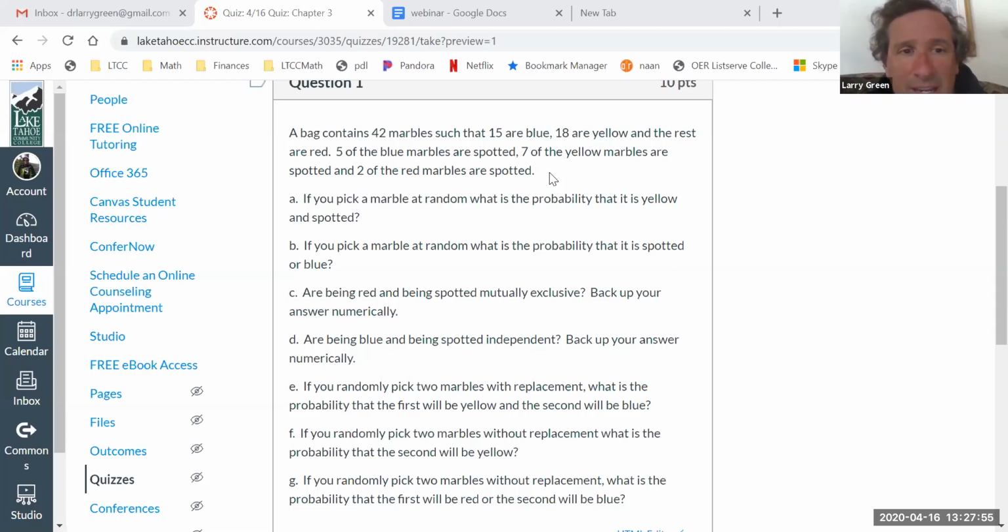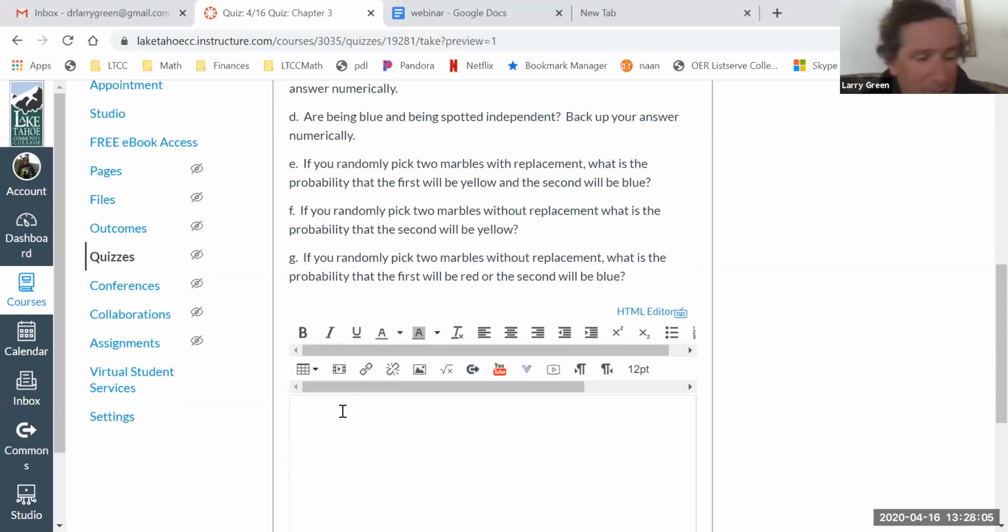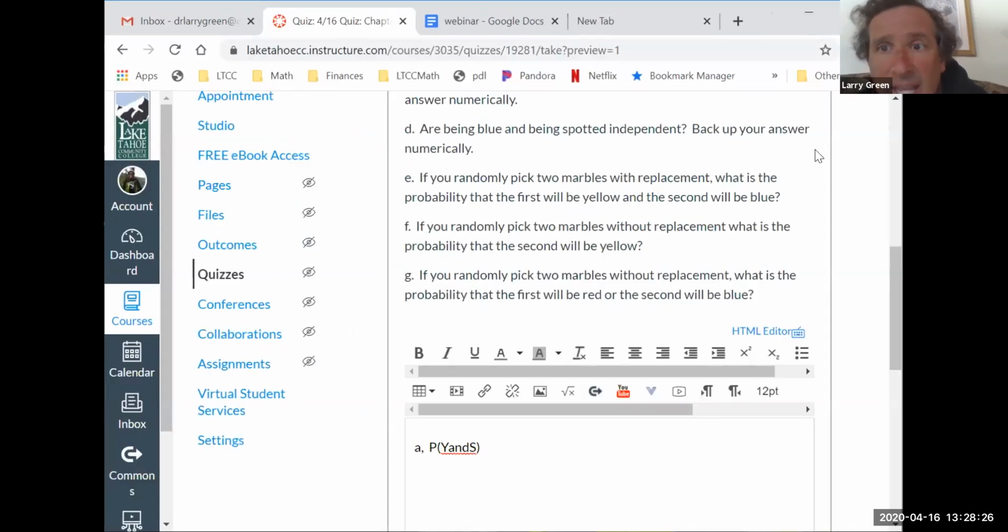Okay, we want to pick a marble at random. What's the probability that it is a yellow and spotted? So let's go down. And let's pick A. So we want the probability of, I'm going to write Y and S. Any questions on that so far? Oh, you know what? Can you see? Yeah, I just want to make sure that you can see what I can write. Okay, any questions so far on that probability?